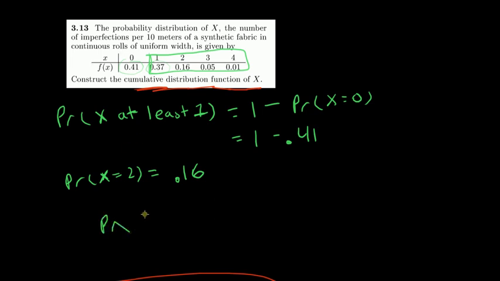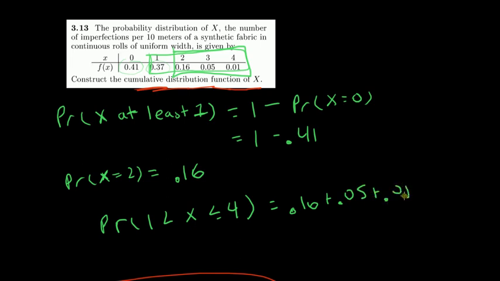What's the probability that x is between 1 and 4? Okay? So notice this doesn't include 1, right? But this includes 4. So you would add up these guys, 2, 3, and 4. So 0.16 plus 0.05 plus 0.01. Right? So it's adding rather than integrating for discrete random variables.